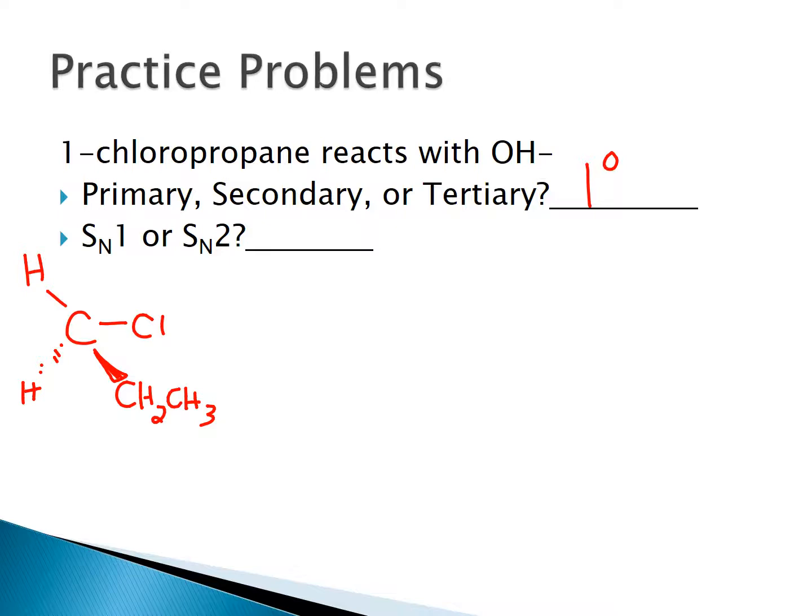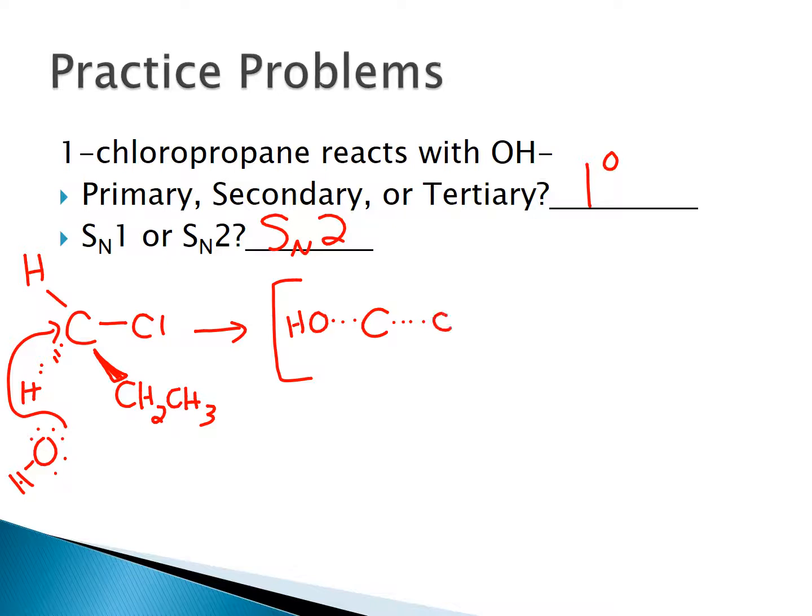First step is that the nucleophile attacks. Since it's primary, we know we have to be using SN2. My nucleophile attacks on the opposite side, and now I'm going to form my transition state. I'm going to show my partial bonds to both the nucleophile and the leaving group, and remember, that has a -1 charge. Then I'm going to show my final product.